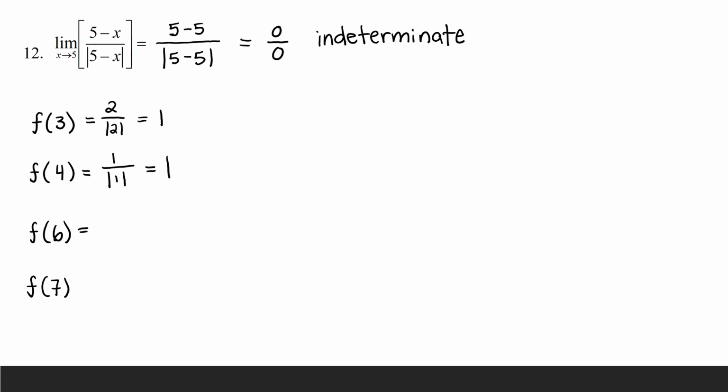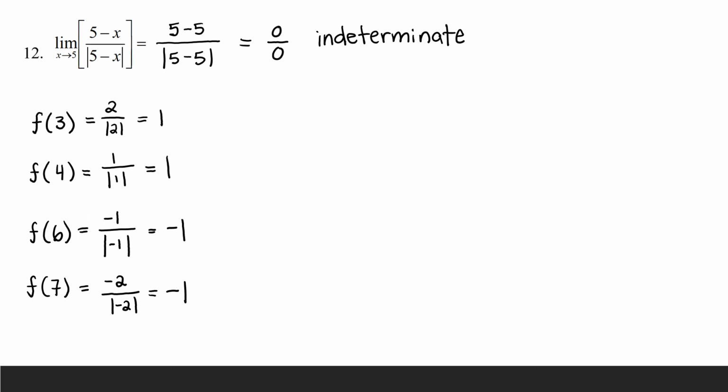Okay, now let's look at f of 6. So 5 minus 6 will give us negative 1, and then this will be over the absolute value of 5 minus 6, so the absolute value of negative 1. So we have negative 1 divided by 1, which is negative 1. F of 7 will give us 5 minus 7, which is negative 2, over the absolute value of negative 2. So that's negative 2 divided by negative 2, which is negative 1.